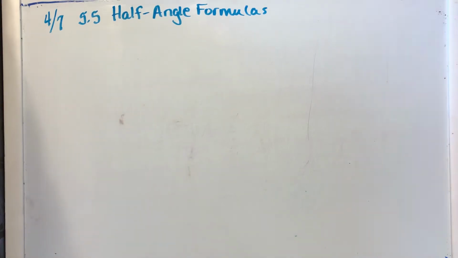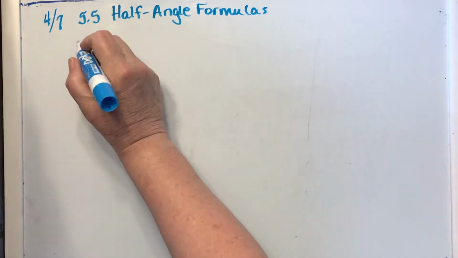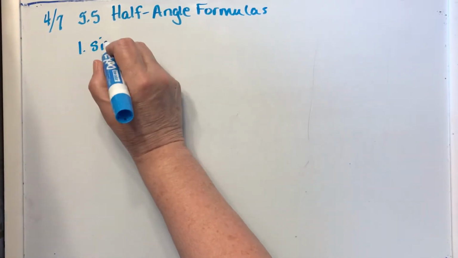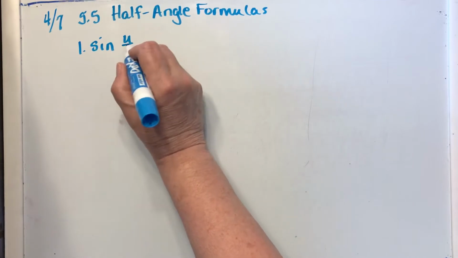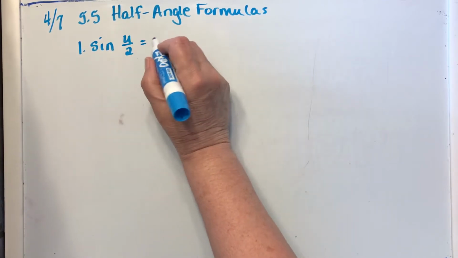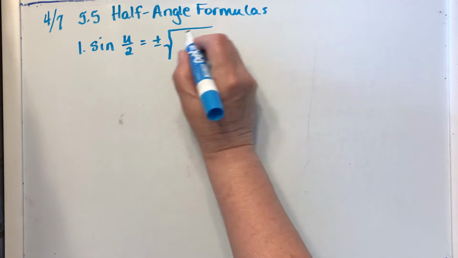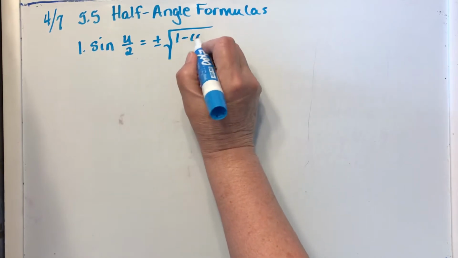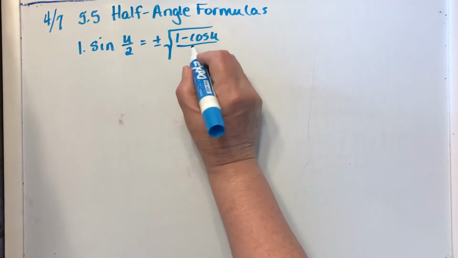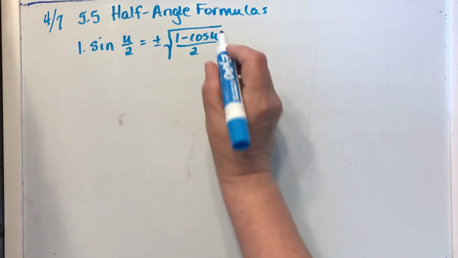Okay, hey everybody. Today we're doing Chapter 5, Section 5, half-angle formulas. So 3 new formulas that we're going to be using. The first one is the sine of u over 2 is equal to positive or negative square root of 1 minus the cosine u all over 2. All of that is under that square root.